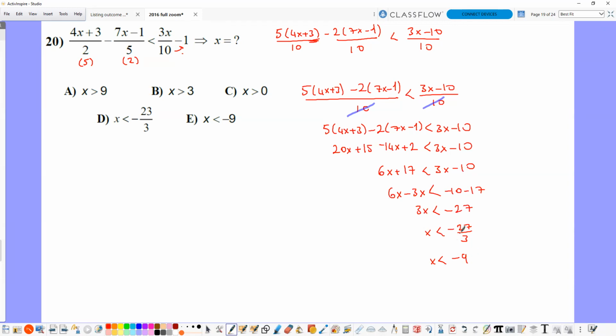Here the important part: I'm not dividing by a negative number, so do not confuse this part with the previous questions. When we divide by a negative number, we should change the sign. It should be greater than, but here we are dividing by plus 3.